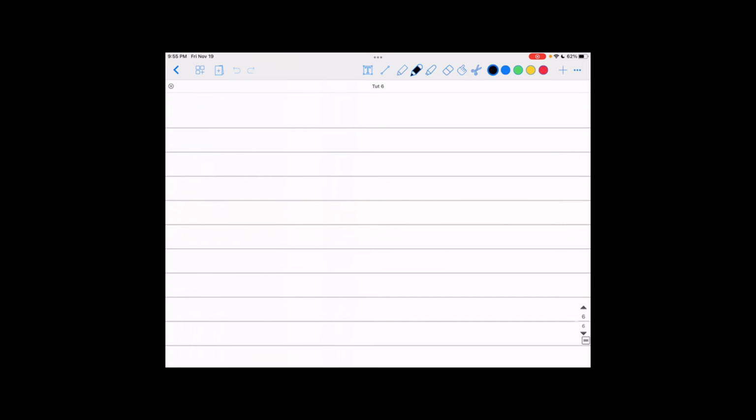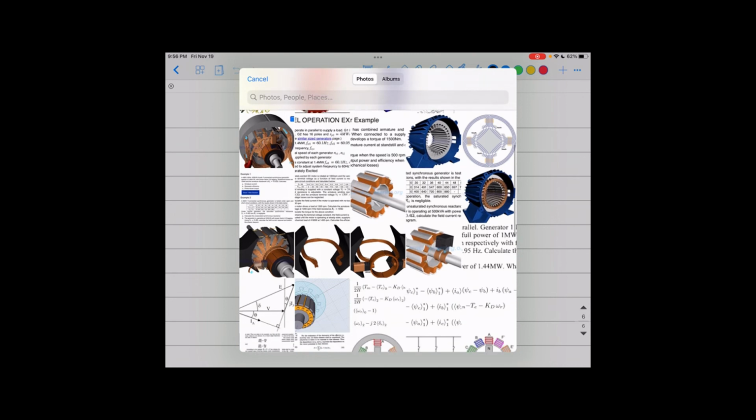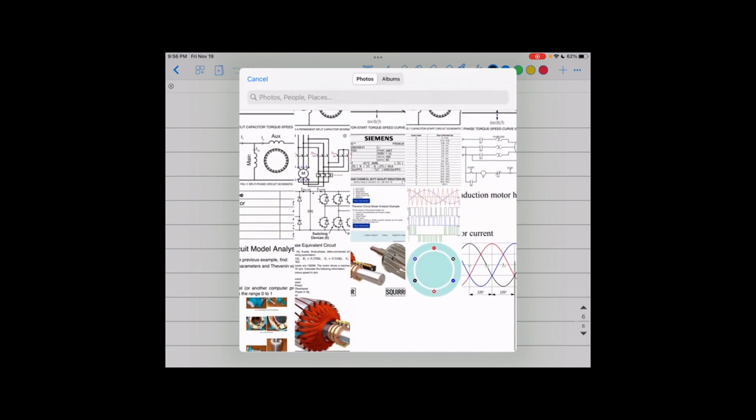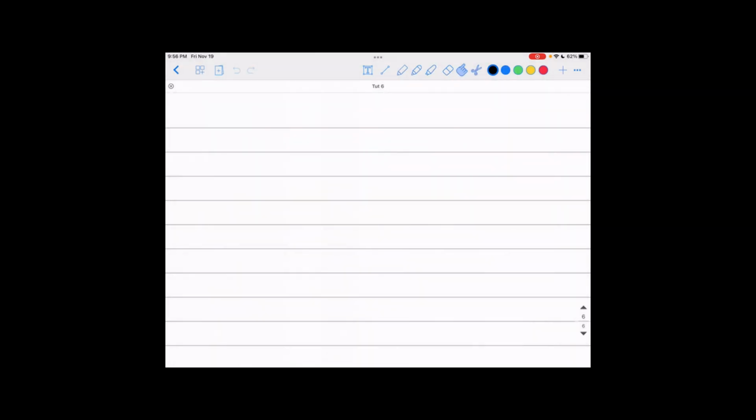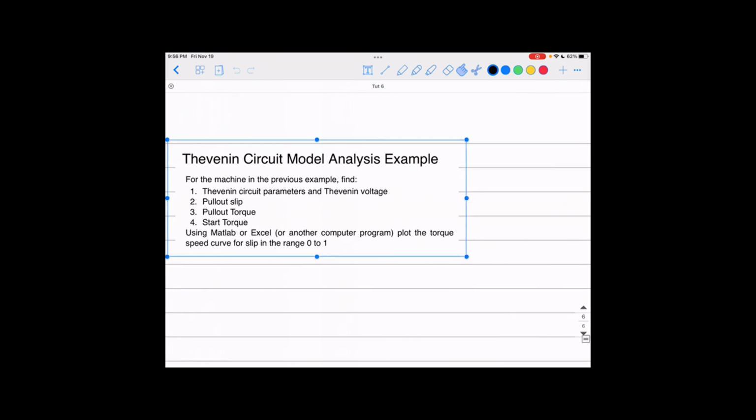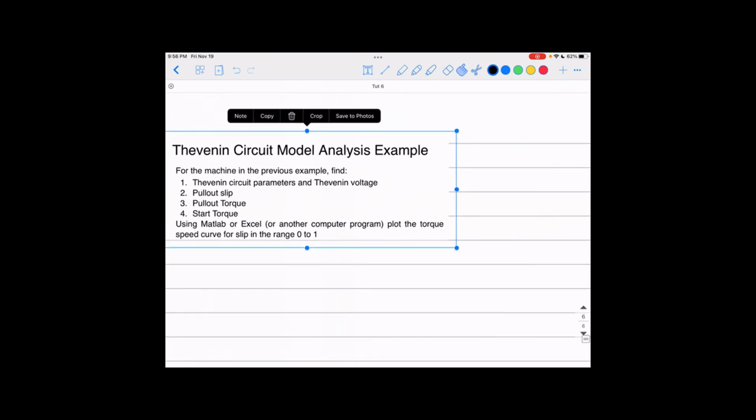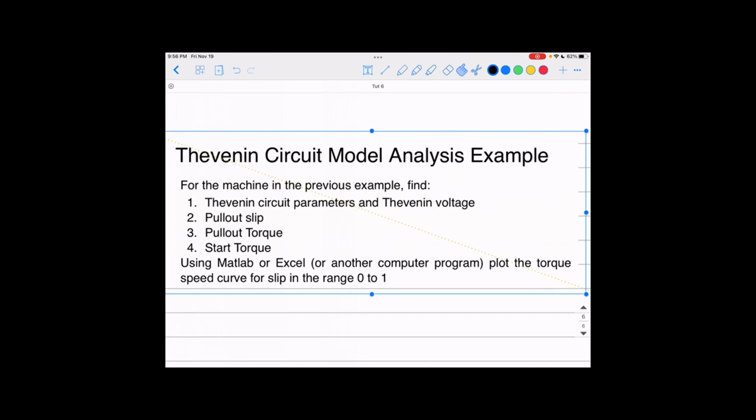Let me grab another problem here. Yeah, it should be this one. It is about the Thevenin equivalent circuit. Okay, so here he's saying, for the machine in the previous example.